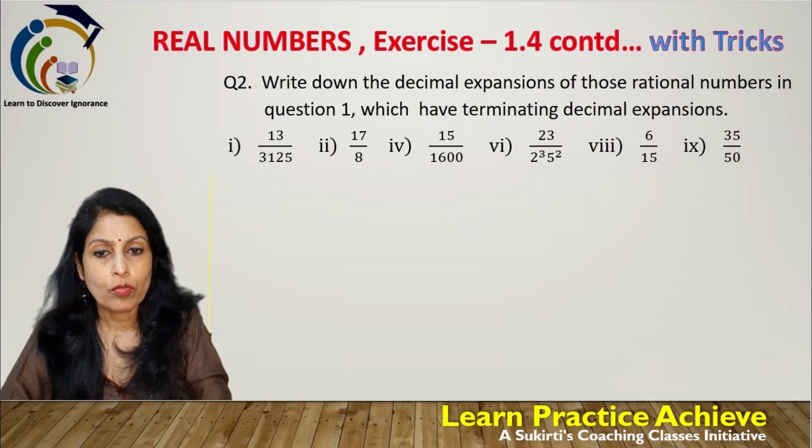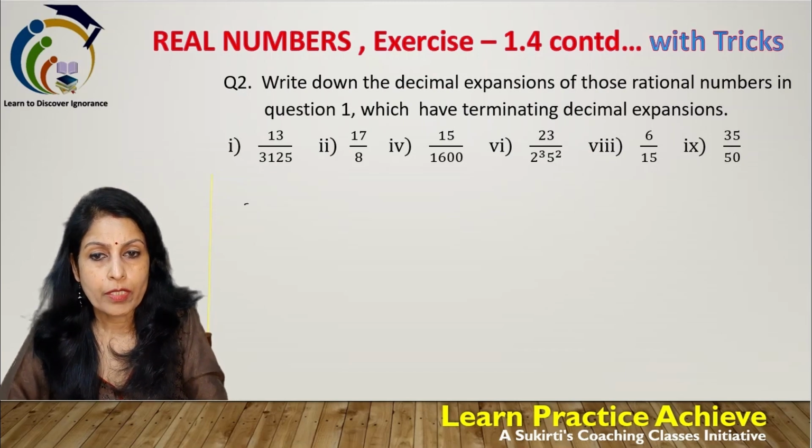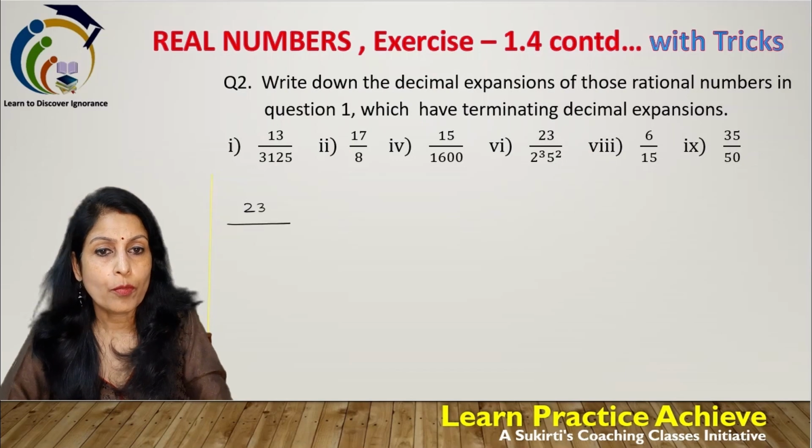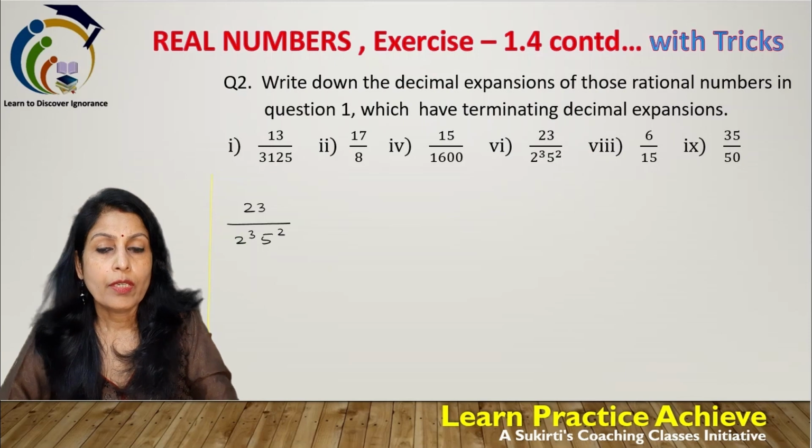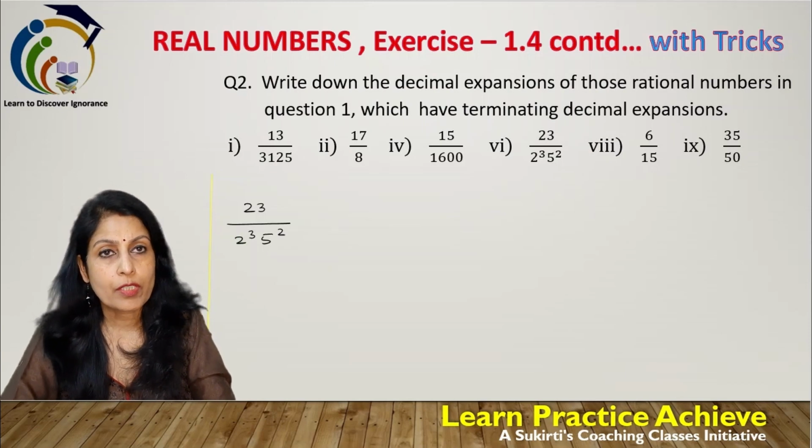and 5 to the power 2. So when we write 23 upon 2 to the power 3 and 5 to the power 2, again here the powers of both the numbers are different.